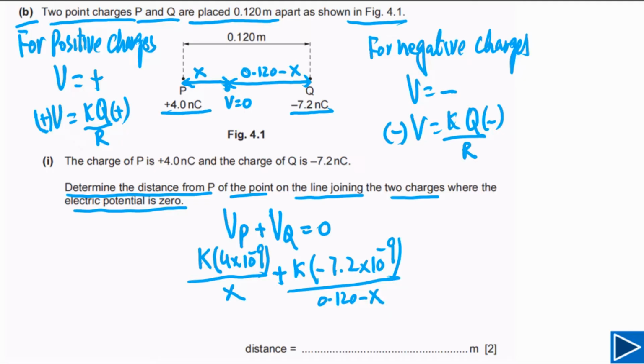Now from here, there are a few things we can cancel out. The first thing we can cancel is the k. I'm just using k here, but you need to understand that k is equal to 1 over 4 pi epsilon naught.